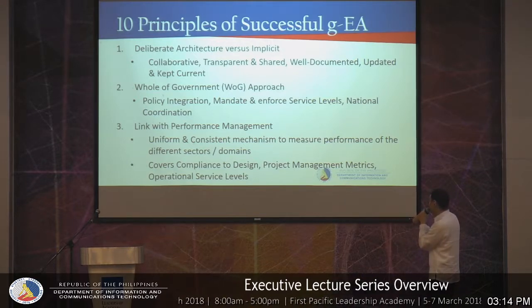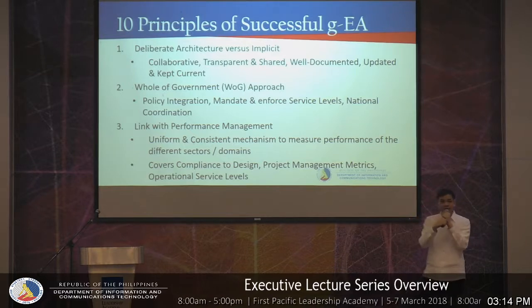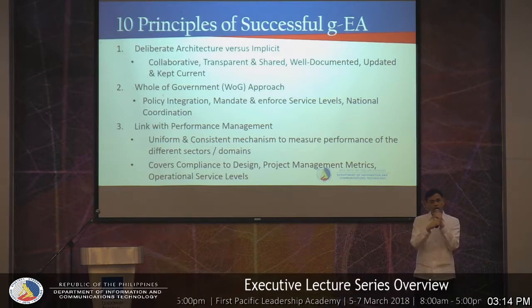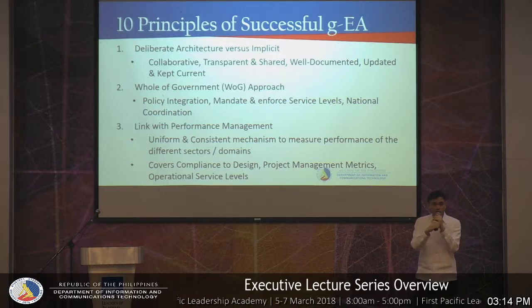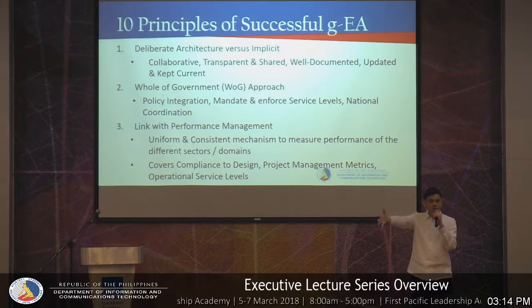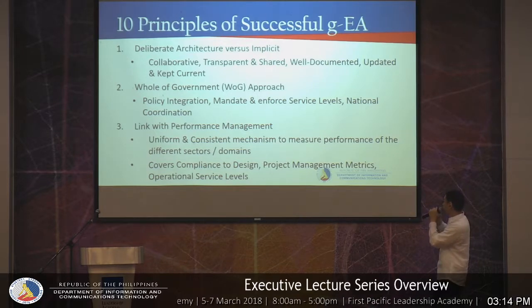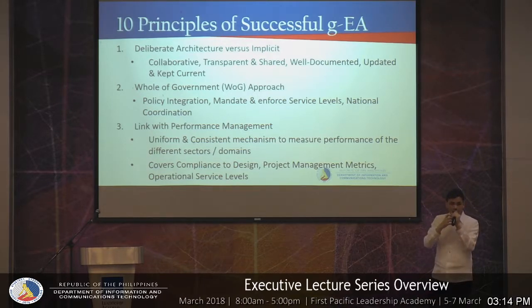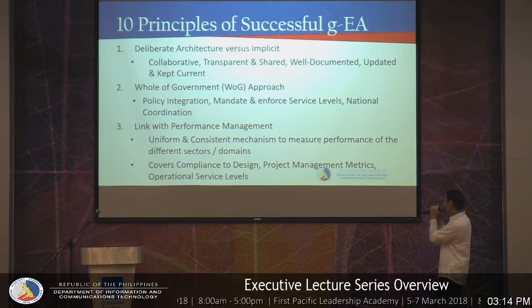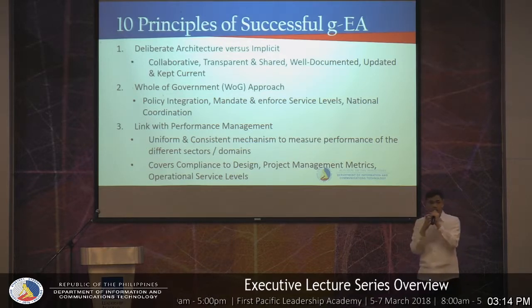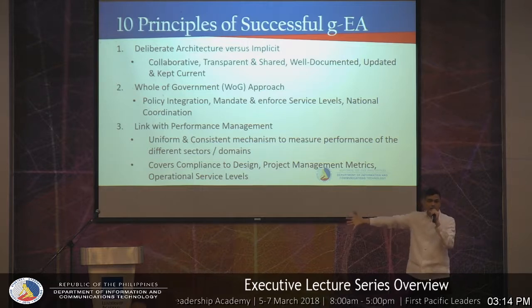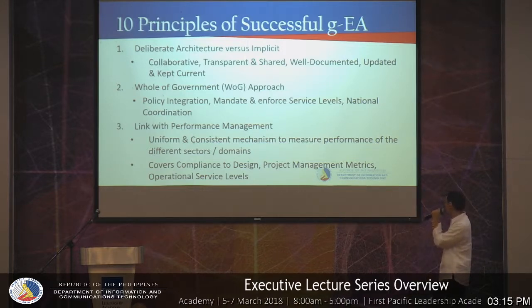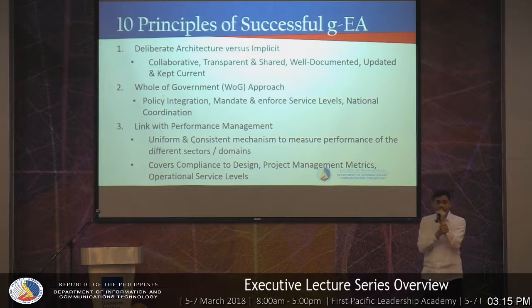Number one, deliberate architecture versus implicit architecture. What do I mean by deliberate architecture? It's collaborative. We really talk to the stakeholders. We made sure that everyone is involved. It's transparent and shared. Obviously, to be transparent and shared, it has to be well documented. It really needs to capture the essential information that will require you to support your projects, your implementations, or your service solution delivery. It's updated and kept current.